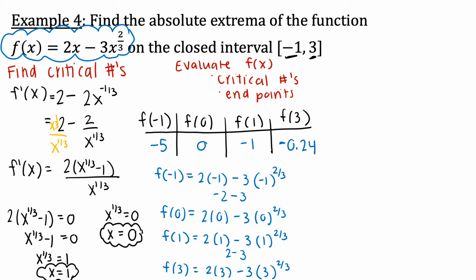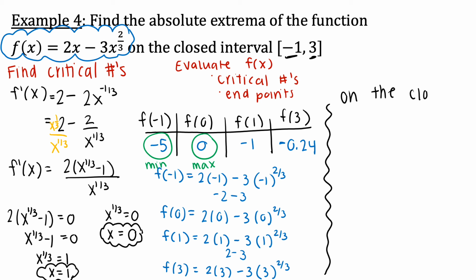Remember, all we care about is where is the greatest value and where is the least value. So our greatest value, among -5, 0, -1, and -0.24, is actually 0. So it would be our max. And our smallest value here happens at -5. This would be our min. So we can write our final statement on the closed interval.